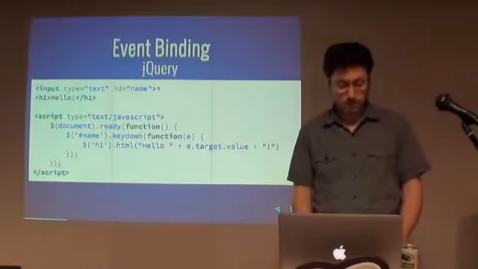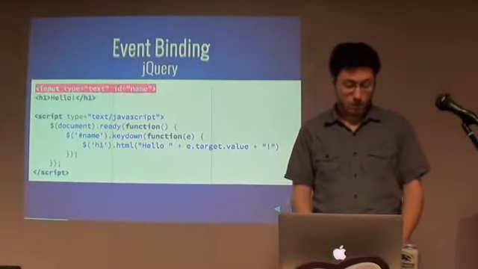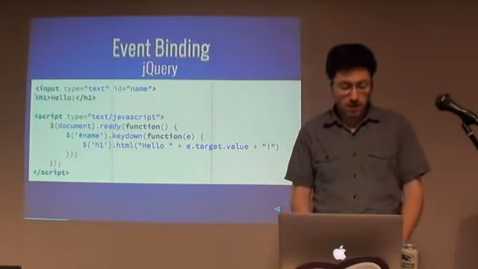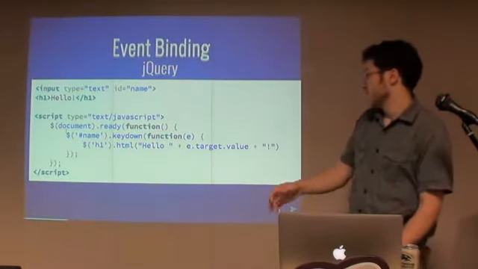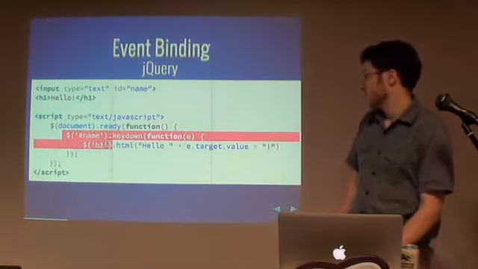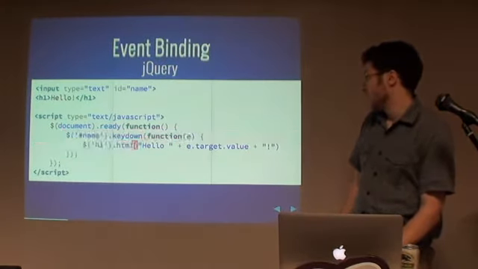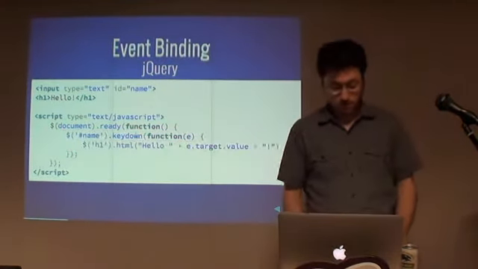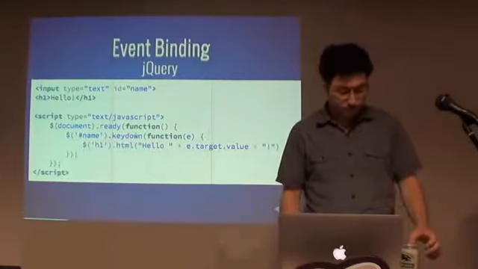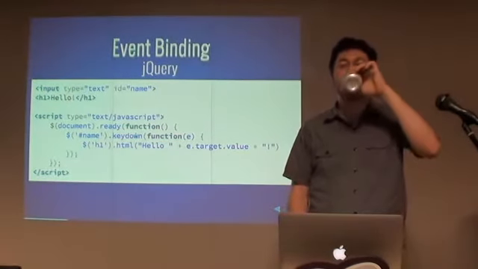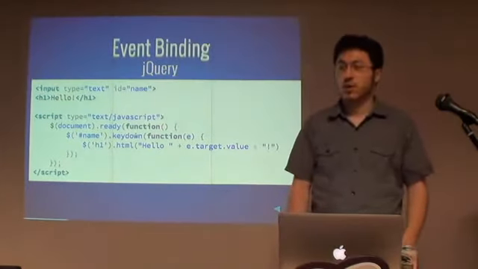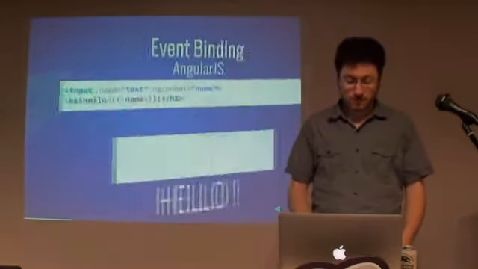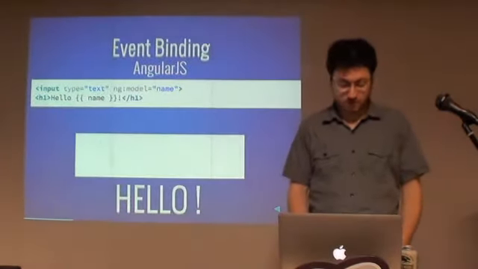So here is an example of typical event binding code in jQuery. We have an input element and an element to update. And then here's the binding code to select, add the event, and update the element. And here is the equivalent code in AngularJS.